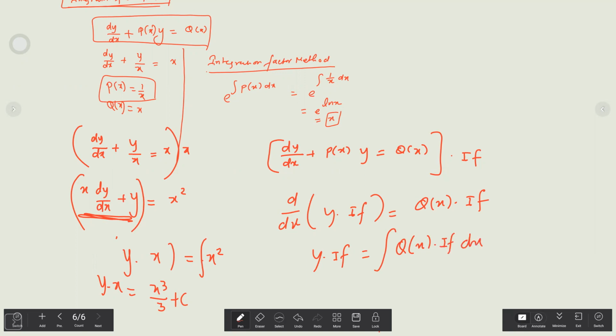So this is about your integration factor technique. The general solution is y times integration factor equals the integral of q of x times integration factor. This is about your method at least.